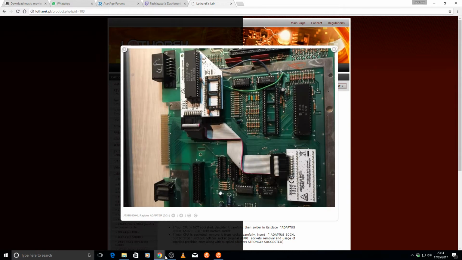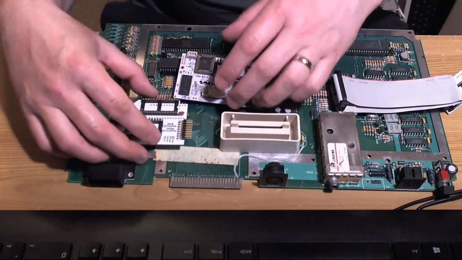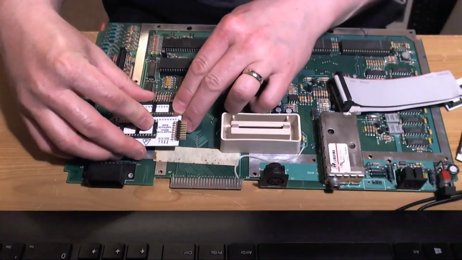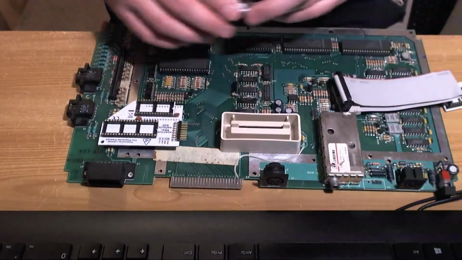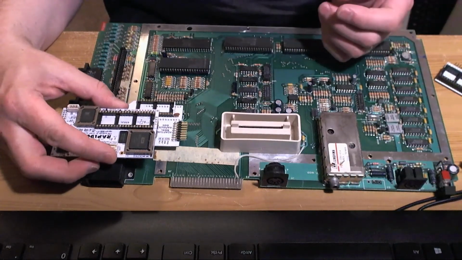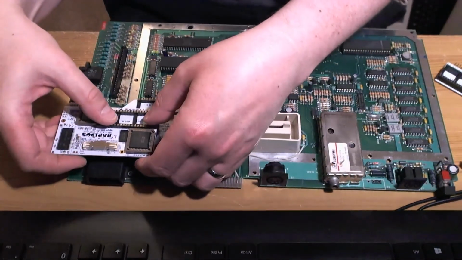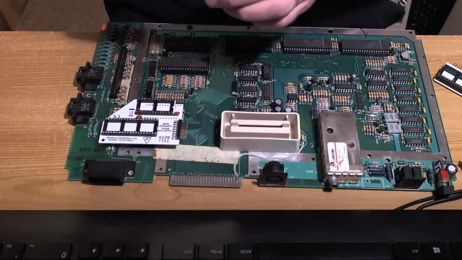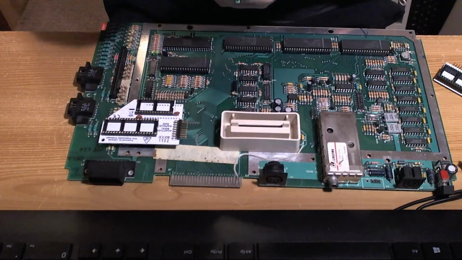So. Right, okay. So. It goes in like that. Right. And then if the CPU goes in there, this is where the Rapidus goes. Correct? So you can take the socket out of the bottom so that we know what we're looking at.